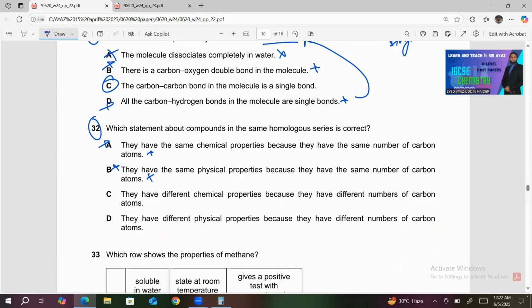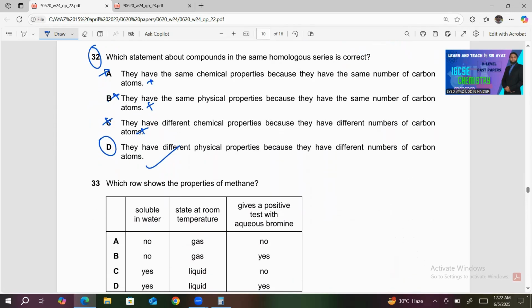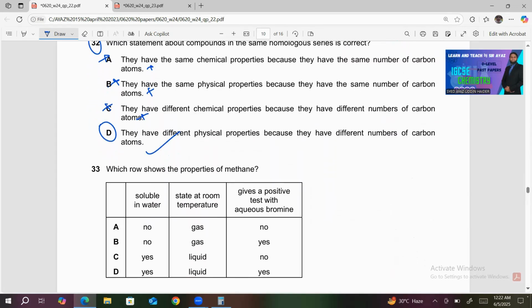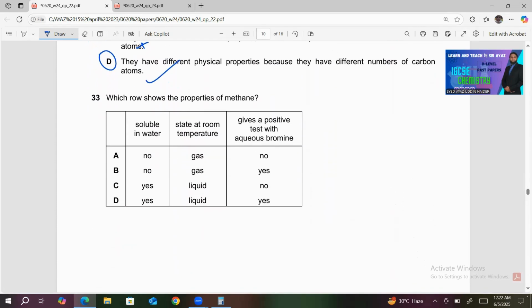See, they have different chemical properties because they have different number of carbon atoms. This is also incorrect. As I told you, it's related to the functional group. D must be the right answer. They have different physical properties because they have different number of carbon atoms. This must be the right statement. As the number of carbon atoms increases, the physical property also changes. That is, they will be increased in melting point and boiling point.